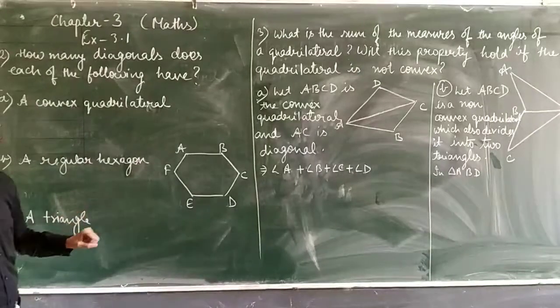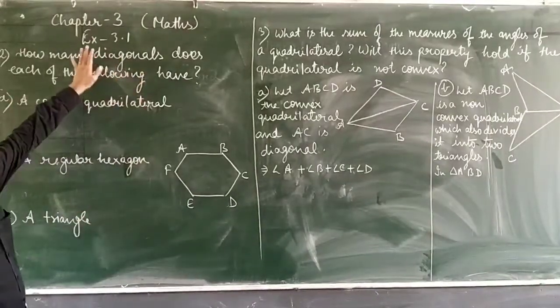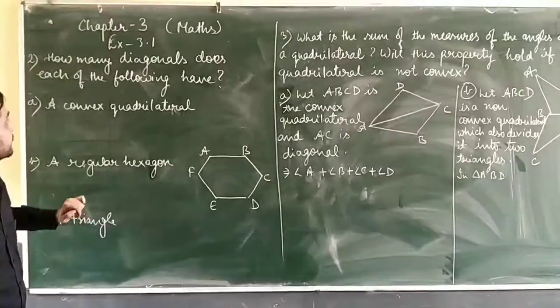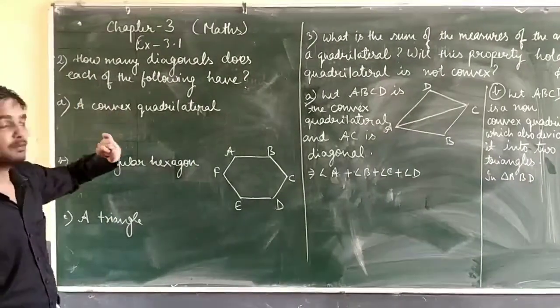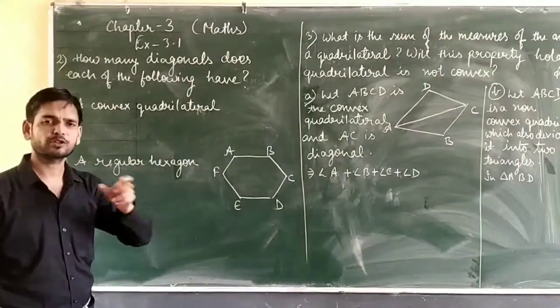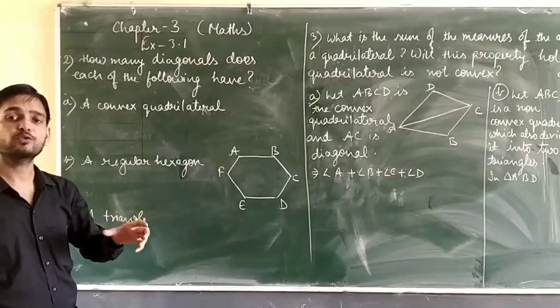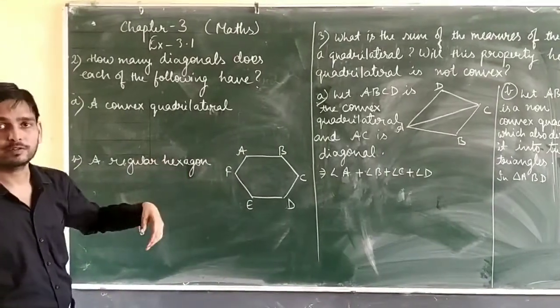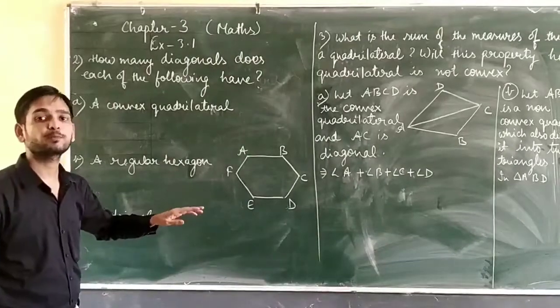Hello student, today I will start chapter 3 of maths. Let's see the exercise number 3.1. The question number 1 is, you have to solve this question in your copy because this is a very easy question. You have to choose open or closed curve and regular and non-regular polygons.